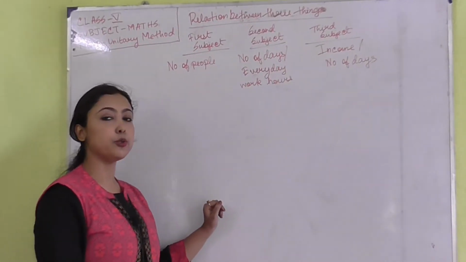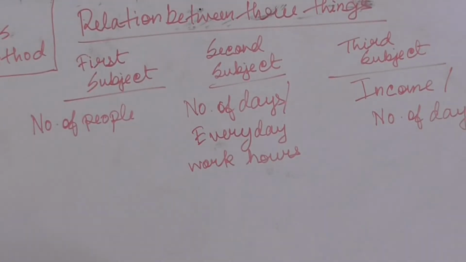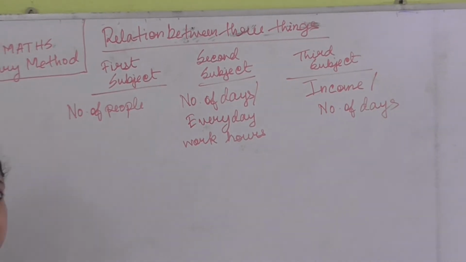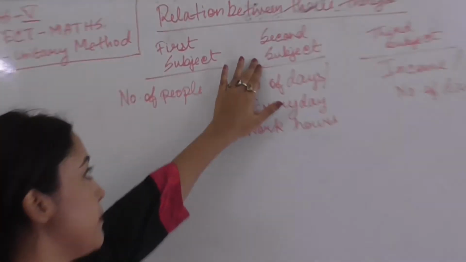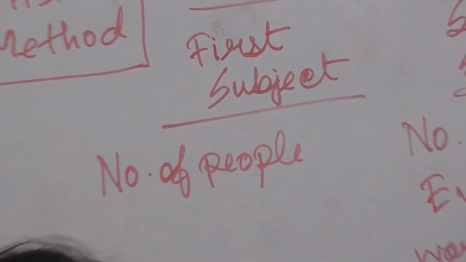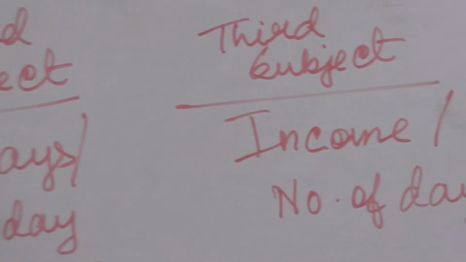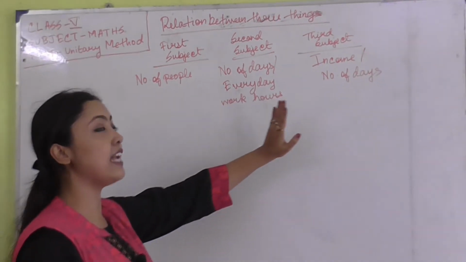Now I will show you some problems where 3 kinds of things will be included. That is, I will show you the relationship between three types of things in the unitary method. So there will be a first subject, second subject and third subject. Till now we were doing problems based on the first subject and second subject. Now we will do problems based on all of these first, second and third subjects.